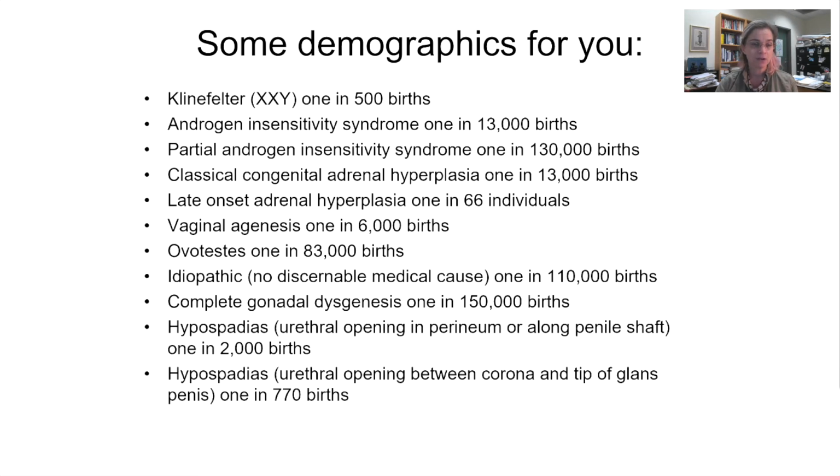There is also hypospadias that's much less severe, where the opening is much higher up, between the corona and the tip of the glans of the penis, so it's much closer to where it is in typical male development. That happens in 1 in 770 births, so it's actually quite common.